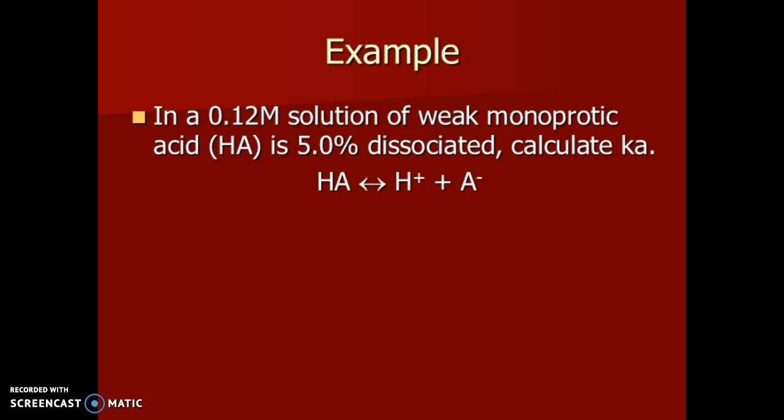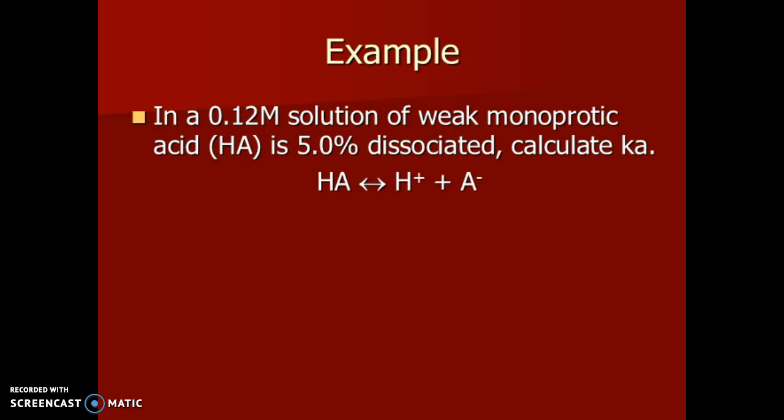Now remember, in equilibrium problems, we have to be given one of two things. We either have to be told the change to the initial concentration, or we have to be given the Ka value. So if they're asking for the K value, they must have outlined what that change is. And in this case, it's that 5% dissociation. It's going to end up being 5% of the 0.12 molar.